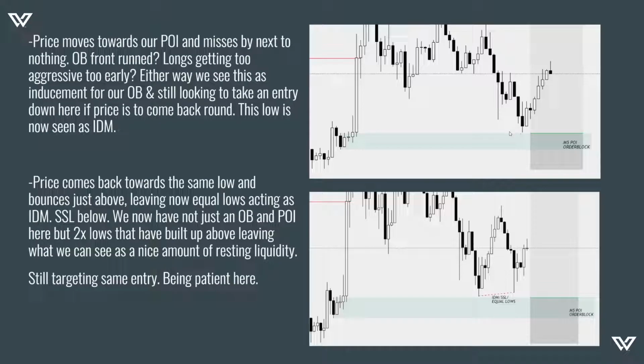Price comes down, and you can see it just about misses our order block. Maybe we were getting too aggressive too early. Either way, we see this as inducement for the order block and still looking to take the entry down here if price comes back round. We're still looking to get a fill on our order block. We still trust that price is going to want to fill this demand. So price comes back towards the same low and bounces just above, now leaving equal lows. So we have inducement, sell-side liquidity, and now equal lows.